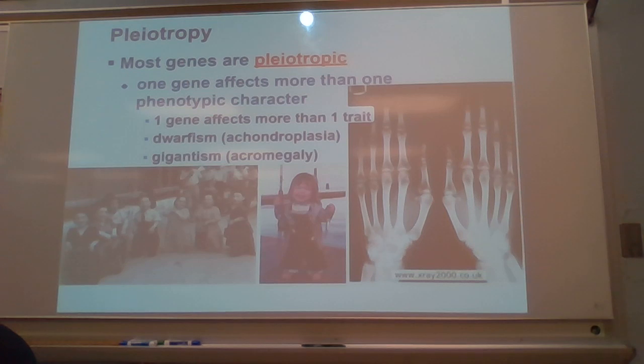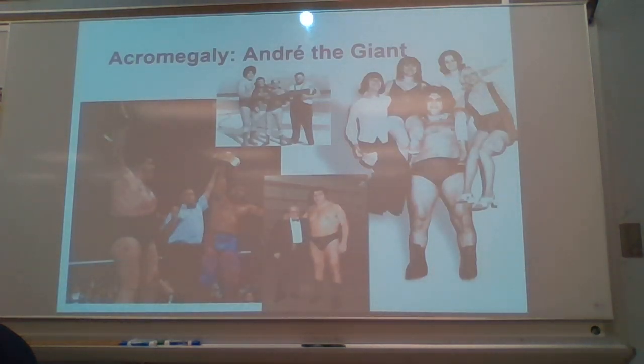A couple examples of this would be dwarfism, achondroplasia. So you don't just have shortened fingers or shortened toes, but everything is shortened, right? So more than one trait is affected. Or gigantism, acromegaly, which is kind of the opposite effect. There are a couple of different forms of dwarfism, so this is just one version of it. Here's maybe one of the most famous individuals with acromegaly, Andre the Giant. If there are any Princess Bride fans out here, you'll recognize him.